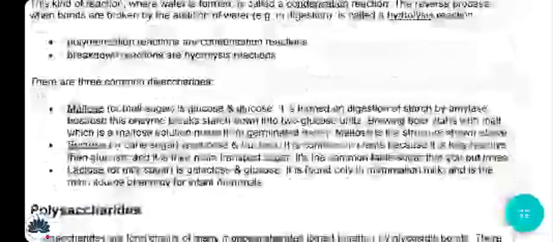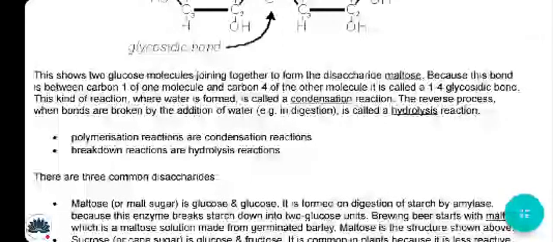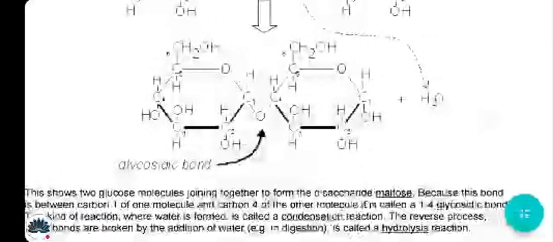There are three common disaccharides: maltose, lactose and sucrose. Maltose, or malt sugar, is glucose and glucose. Alpha glucose plus alpha glucose. Remember? It is formed on digestion of starch by amylase, because this enzyme breaks starch down into two glucose units. Brewing beer starts with malt, which is a maltose solution made from germinated barley. Maltose is the structure shown above, where the glycosidic bond is also shown to you.